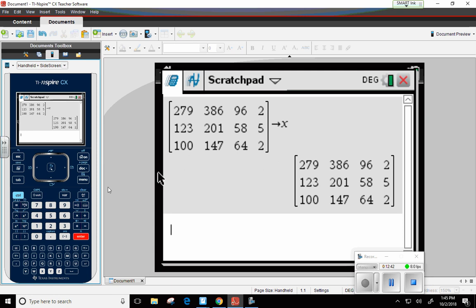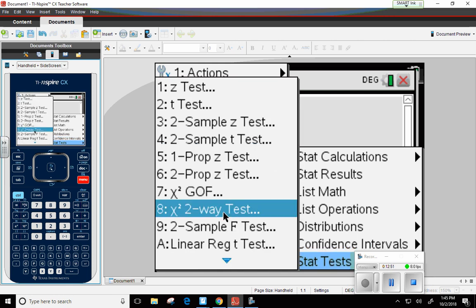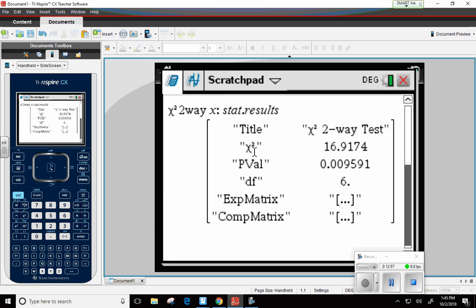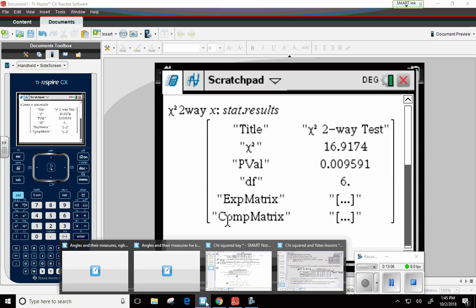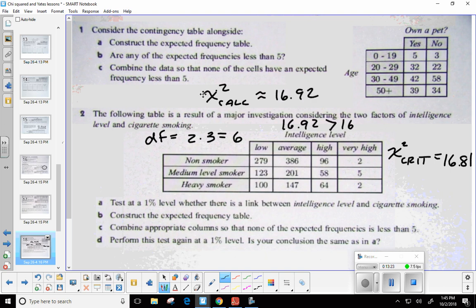Alrighty. Well, let's see what my chi-squared value is. So menu, stats. Oh, I want stat tests. 2A, X. Okay. All right. So it looks like my chi-squared is 16.92. Okay. 16.92. Now remember, we were just told that our critical value was what? 16.81. So chi-squared calculated was about 16.92.